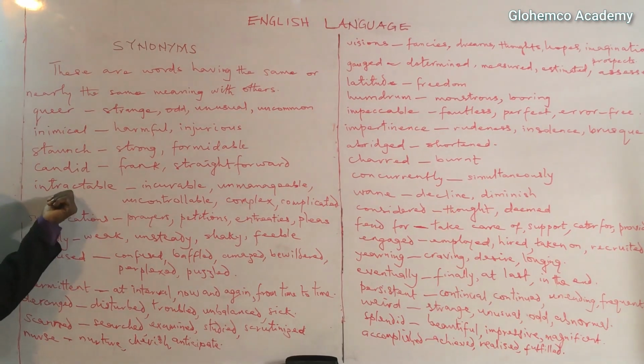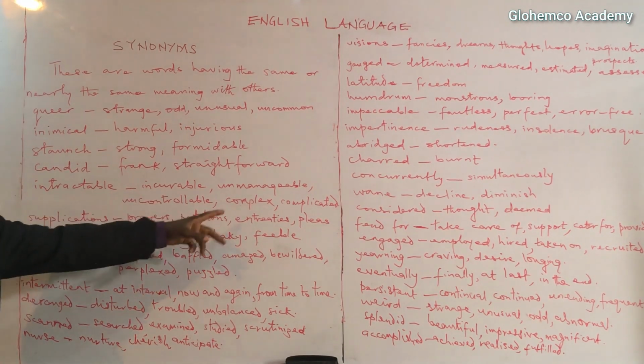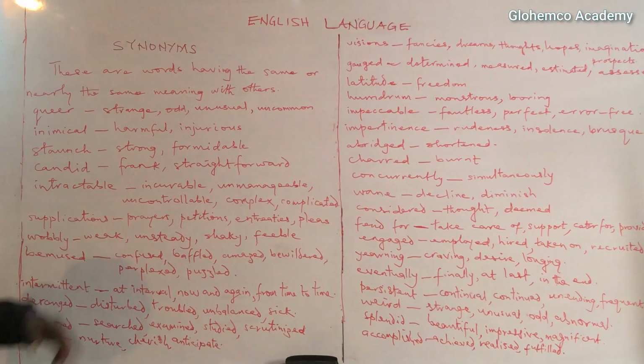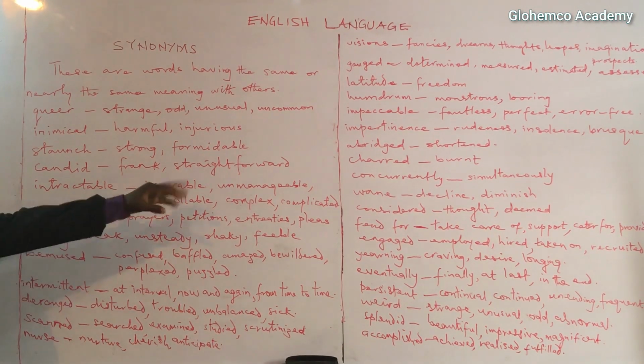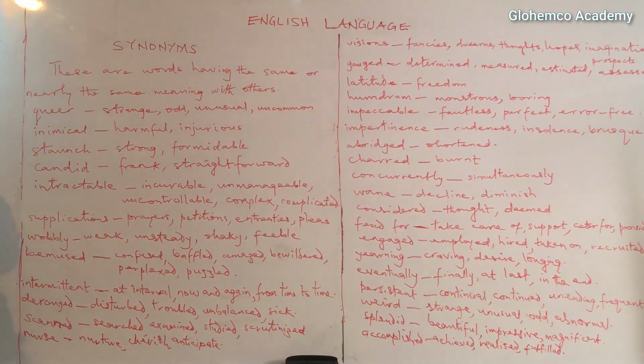Then we have intractable. Intractable: incurable, unmanageable, uncontrollable, complex and complicated. So all these mean intractable. So you have to take note of that. Then we have supplications. Supplication simply means prayers, or petitions, or entreaties, or pleas. Then wobbly. When you say something is wobbly, it's weak, unsteady, shaky, and feeble.